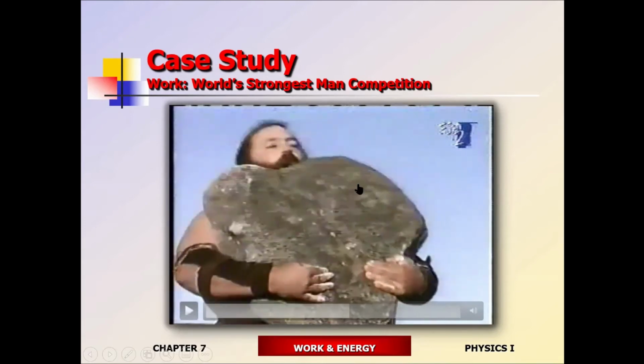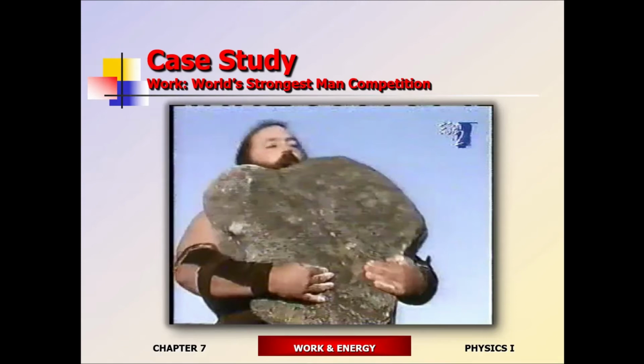Here's a question for you. How much work is he doing on the stone? Provided that he's moving in a straight line at a constant speed, what is the amount of work that he's doing on the stone? He's applying just enough force on the stone to balance its weight, as he's moving horizontally at a constant speed.